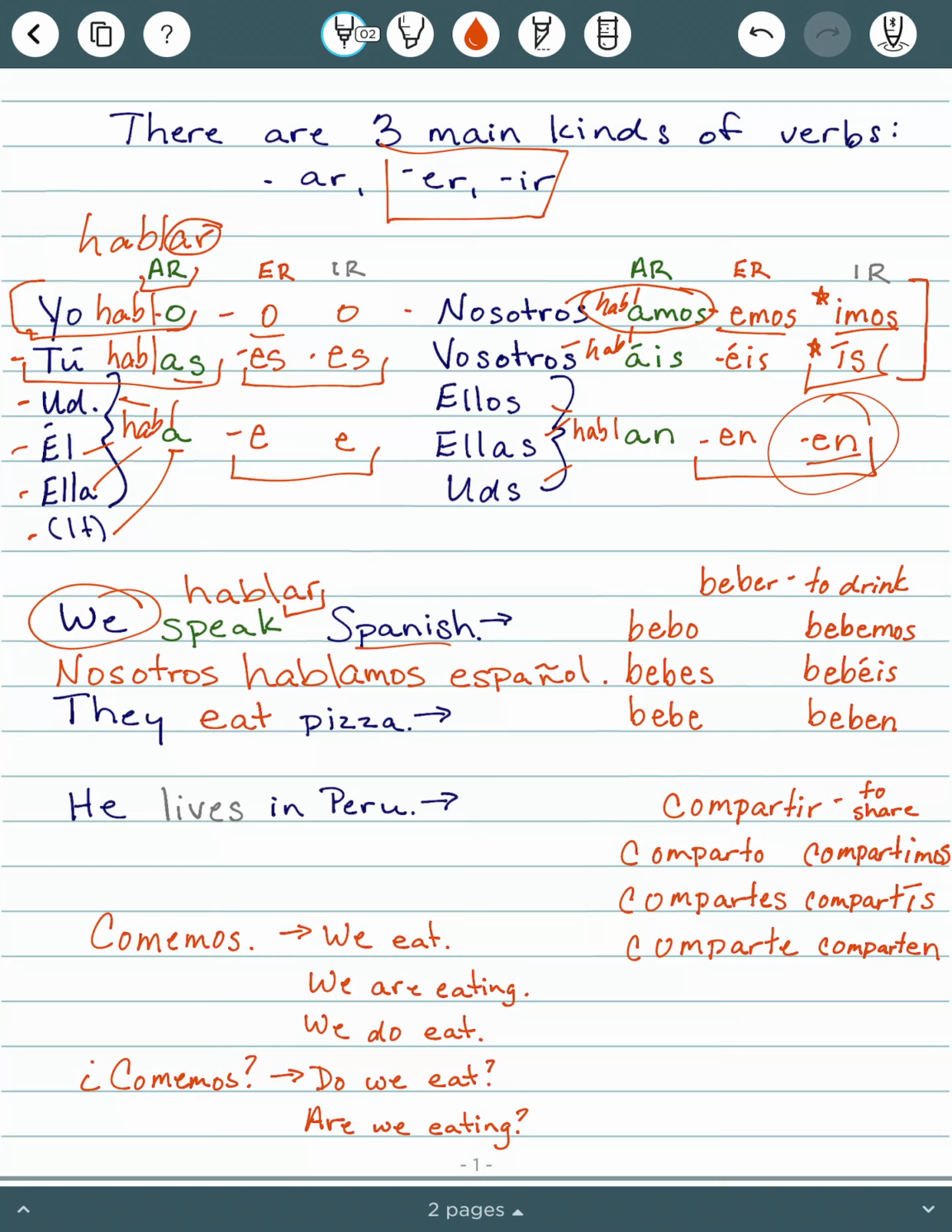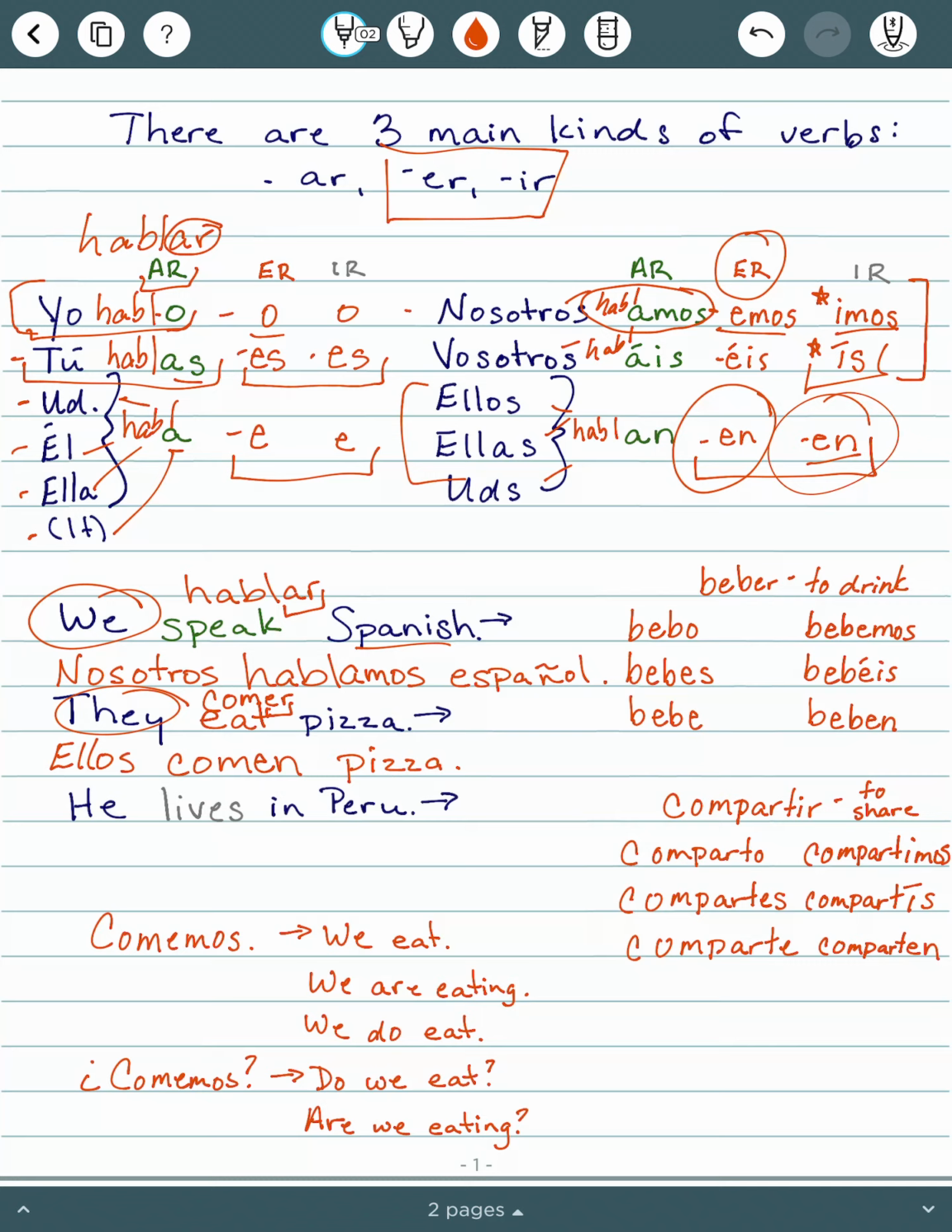The next one, they eat pizza. So they is the subject, ellos, or maybe ellas. To eat is comer. So we'll take off our ending. Now again, we want to make sure we're noticing that's an ER verb. So they and an ER is EN, comen. Ellos comen, and then pizza in Spanish is pizza.